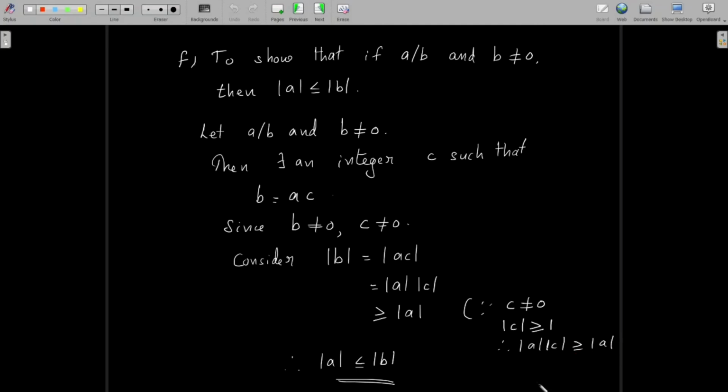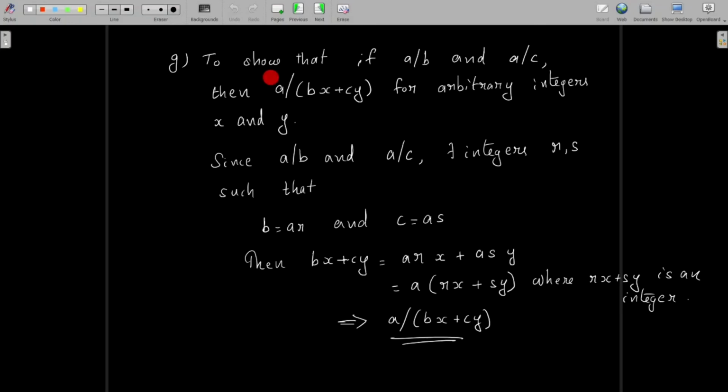Here mod A is greater than 0 we know. So, the inequality doesn't change. So, we can write this mod A into mod C is greater than or equal to mod A. So, what we get? Mod A is less than or equal to mod B. That is the relation we want to prove. So, if A divides B and B not equal to 0, then modulus of A is less than or equal to modulus of B. And the result, to show that if A divides B and A divides C, then A divides Bx plus Cy for arbitrary integers x and y.